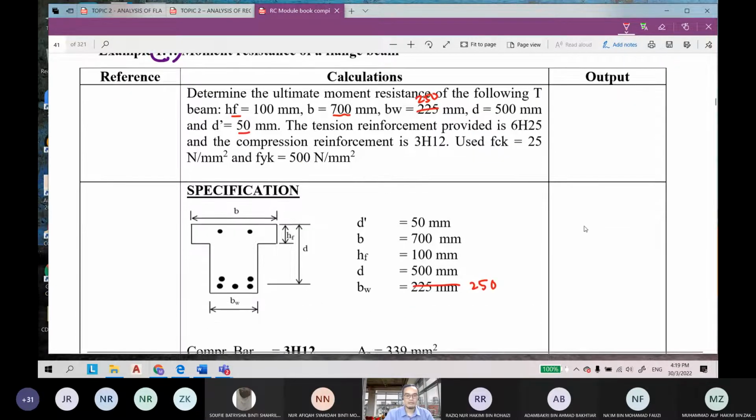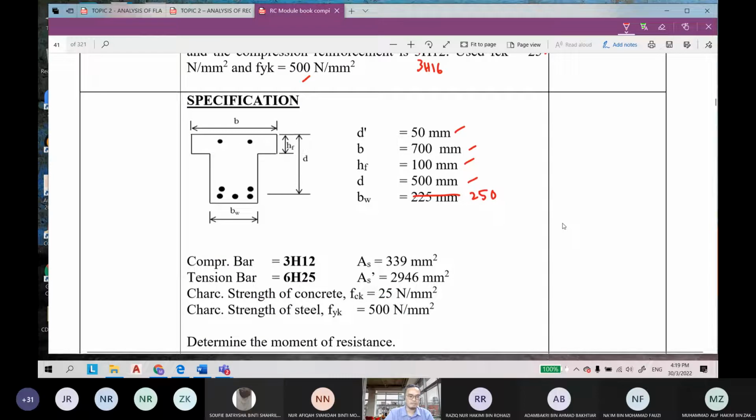And then the compression reinforcement, I want to change to 3H12. And then the FCK is still 25, FYK is 500, D is still 500. So this is our design data. Please write it down. I give you about 1 minute to settle it.